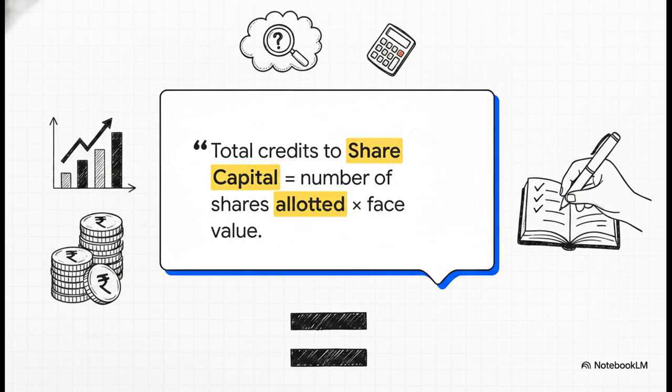Once you finish all your journal entries, application, allotment, calls, the whole shebang, just total up every single credit you made to the share capital account. That total must equal the actual number of shares allotted multiplied by the face value. So in our example, 10,000 shares times 100 rupees is exactly 10 lakh rupees. But if your trial balance doesn't hit that exact figure, you need to recheck your math immediately before handing in that paper.